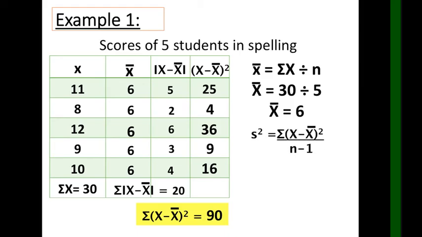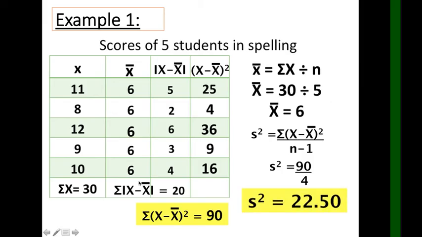Now, we have this formula. So, it will become 4. How does this one become 4? Okay? Because we have n minus 1. And since our number of n is 5, we have 5 minus 1, so the answer is 4. So, we have 90 divided by 4. And the answer is 22.50. Round off your answer to the nearest hundredths. So, that is now our variance.